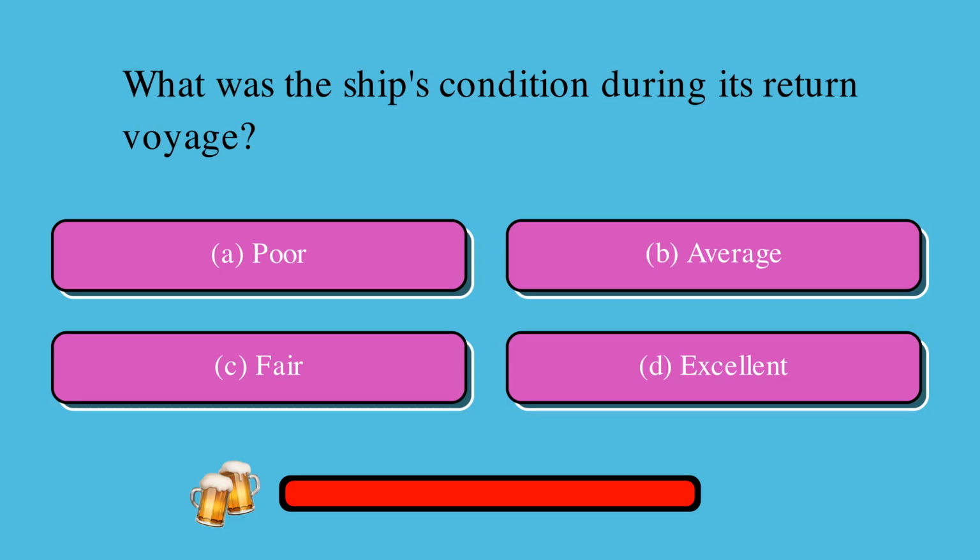What was the ship's condition during its return voyage? Is it A. poor, B. average, C. fair, or D. excellent? The correct answer is A. poor.